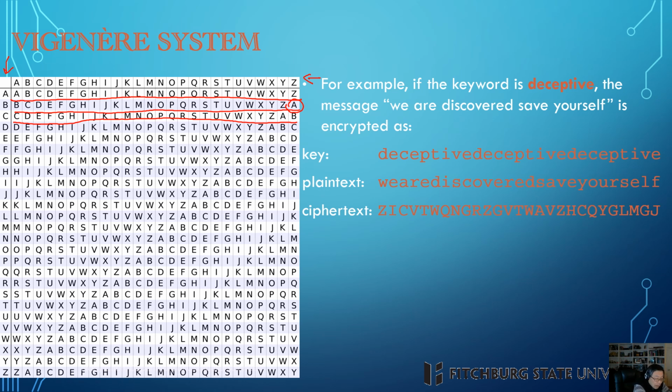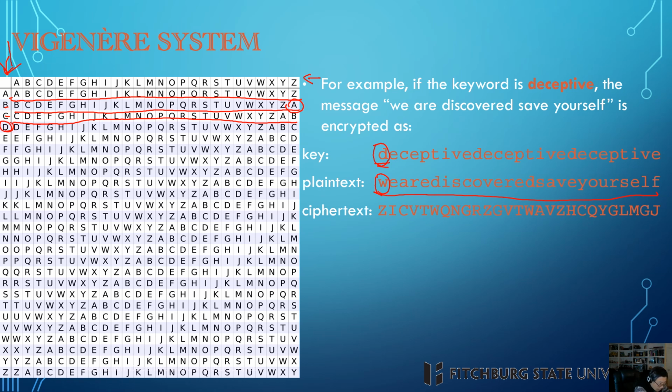Now, how can we encrypt the message? Suppose we have a plain text: We are discovered. Please save yourself. As we see, for the first plain text W, the key is D. Now, how can we use that table? Basically, we first look at the first column and find the letter D. So A, B, C, D.